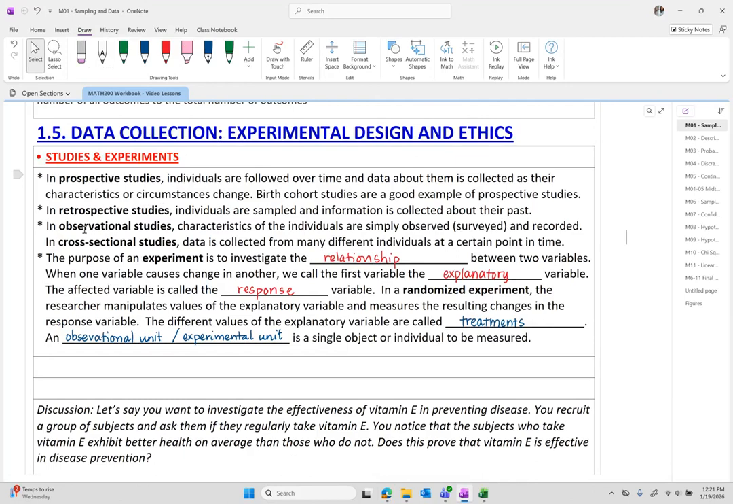Other things would be if you have an immigrant cohort coming, let's say, into the States from a particular situation, and then following that cohort to see what happened and how their life improved or not improved, or what happened to them. This would be a prospective study. A retrospective study would be when individuals are sampled and information is collected about their past.